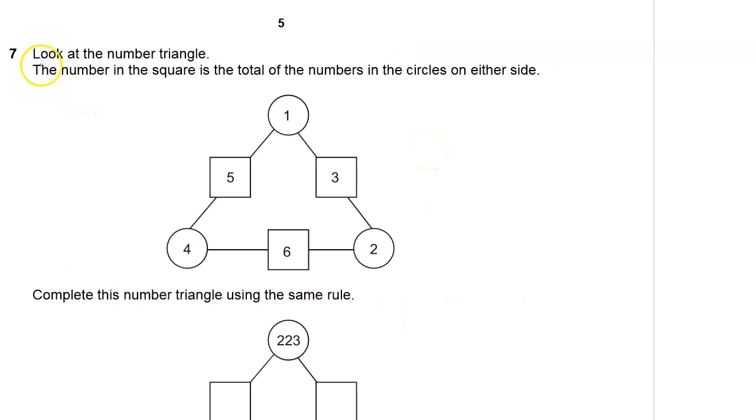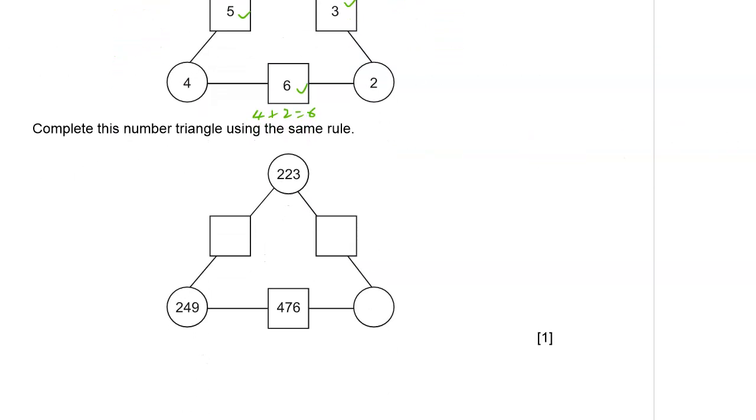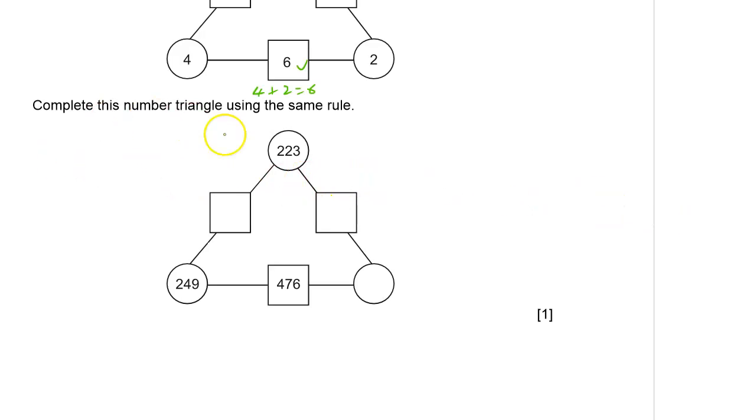Seven. Look at the number triangle. The number in the square, this number right here, is the total of the numbers in the circles on either side. For example, 1 plus 4 gives us 5, which is right there. 1 plus 2 gives us 3, which is right there. And likewise here, 4 plus 2 gives us 6, which is right there. That is correct. We are told to complete the triangle using the same rule.